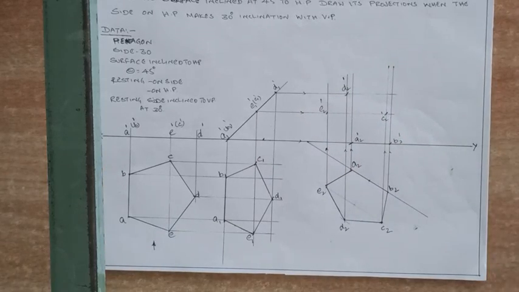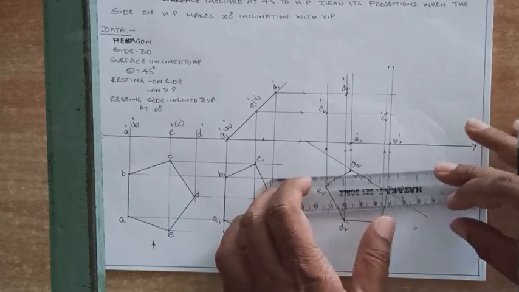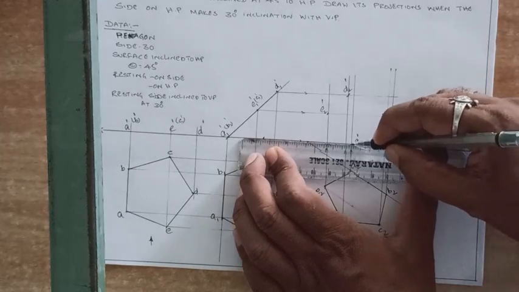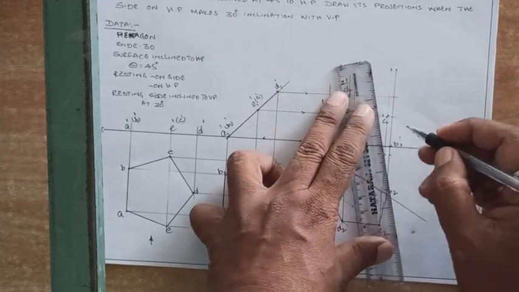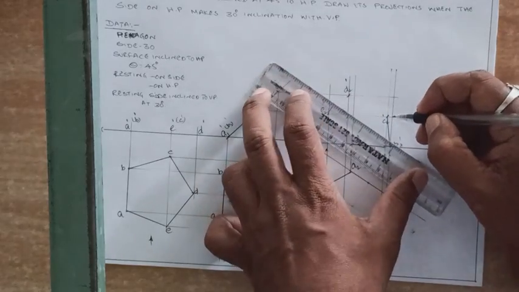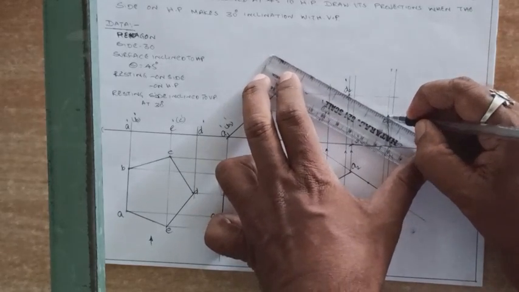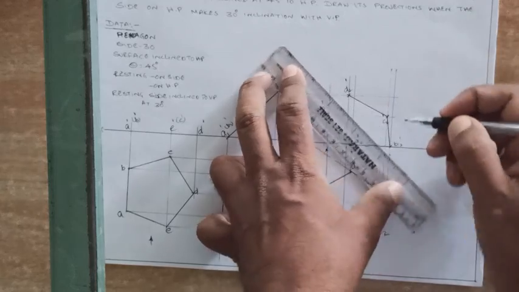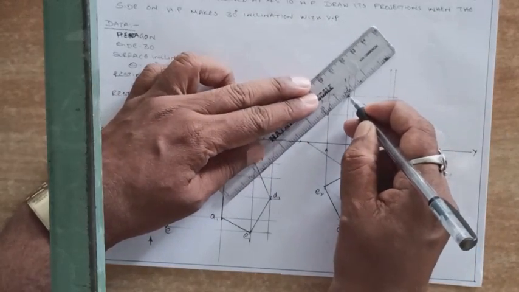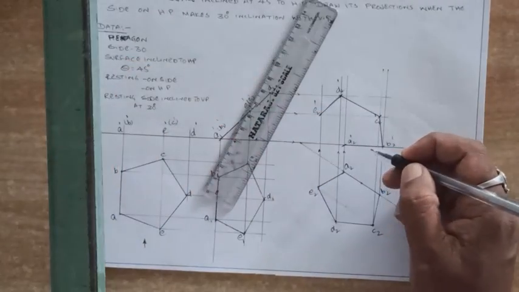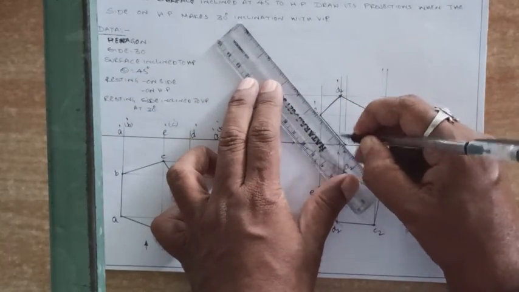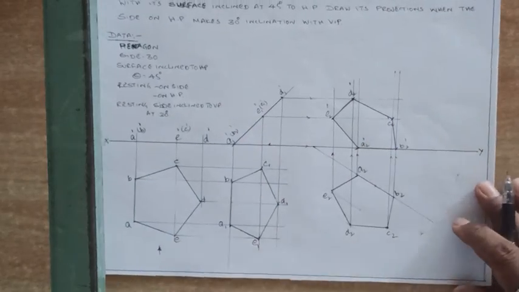Now can you see all the points? Now finally you have to join all these points in order: A2 dash, B2 dash, then A2 dash, C2 dash. Don't worry about the shape, just join all the points in order. Then D2 dash and E2 dash, then A2 dash with E2 dash. Now that finishes the problem.